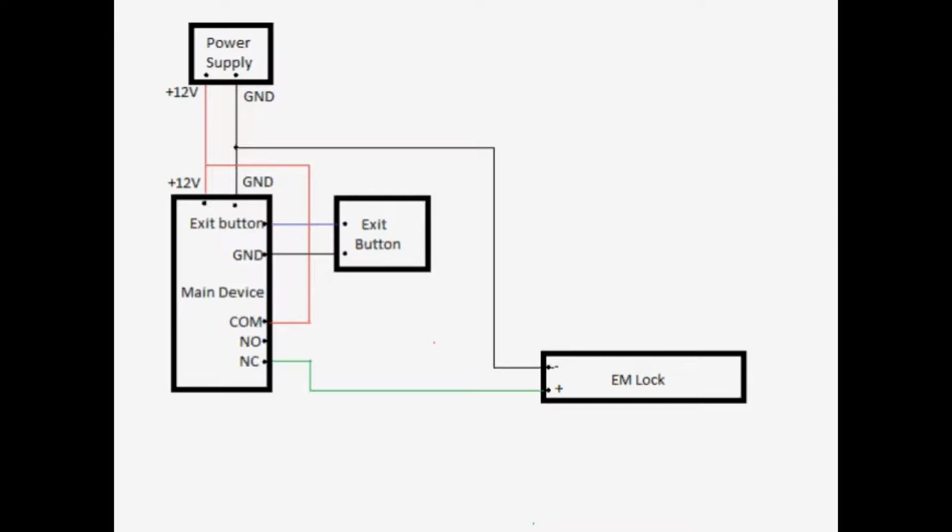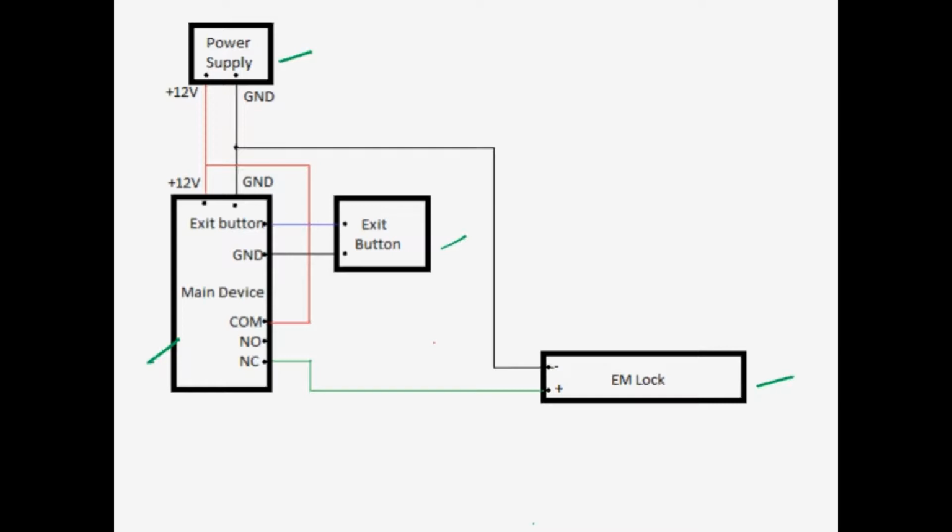Connection diagram for an access control system. Okay, so here we can see there is a power supply, exit button, electromagnetic lock and main device. In this main device we can use ZKT devices, Anviz devices, whatever devices you have, you can use it.